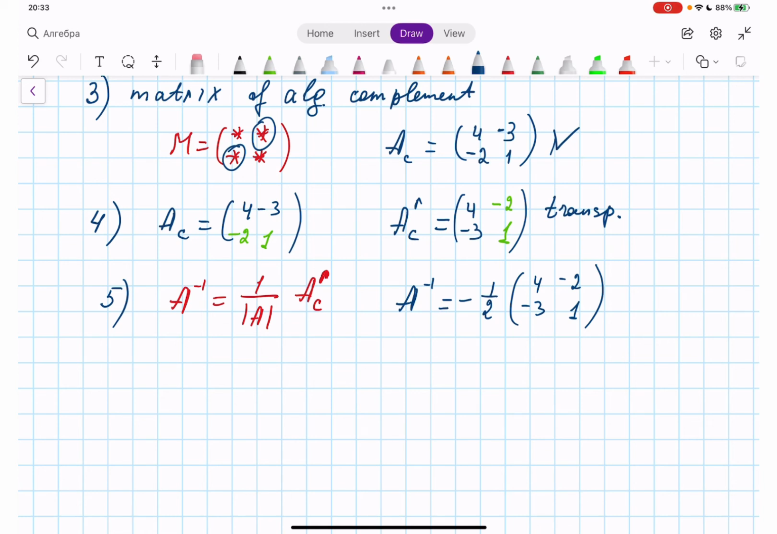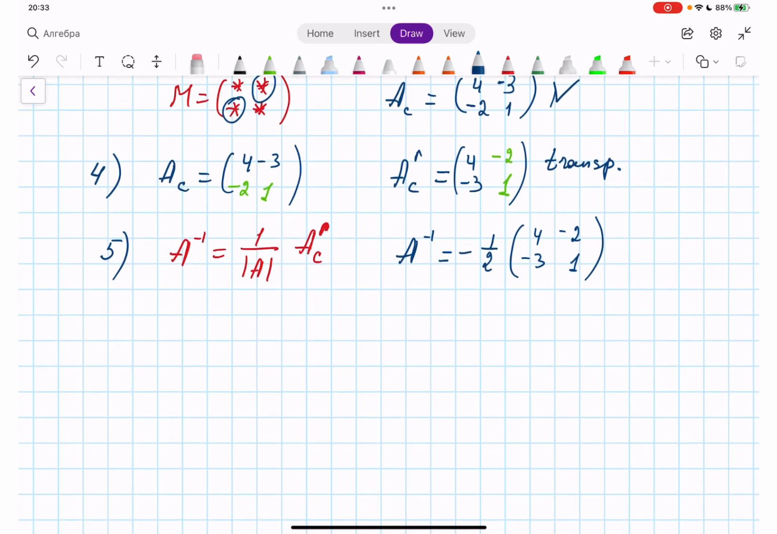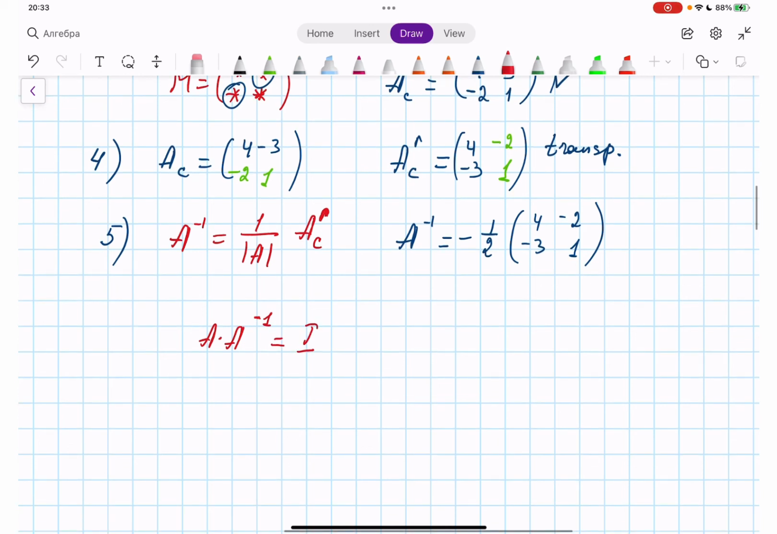All right. Now, how can we make sure? As we know, in algebra, we can always check the answer. How do we check in this case? This is where our identity matrix comes into play. We learned that the original times the inverse is equal to the identity matrix. Again, for the identity matrix, we get ones on the diagonal, and the rest is going to be 0. Let's do that.